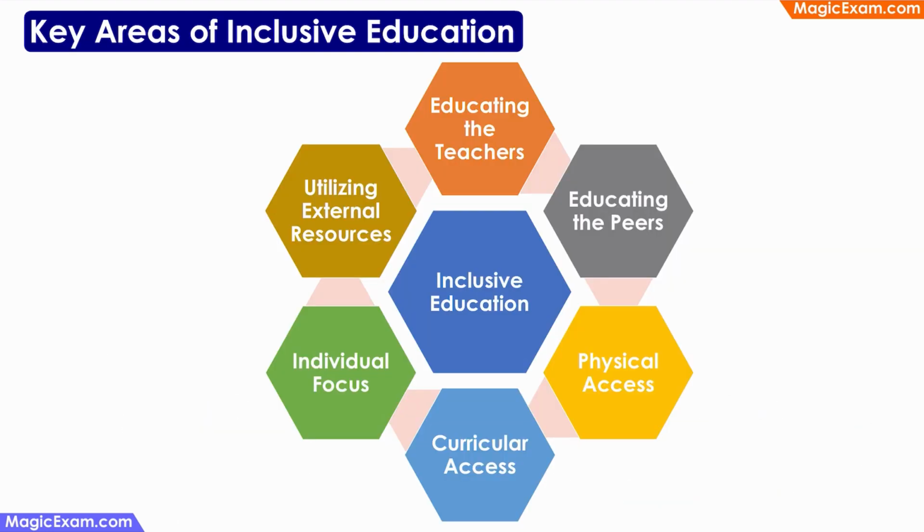Now, inclusive education is not like a light switch that we can turn on and off whenever we need it. Inclusive education means that we have to address various aspects of the education system, such as we have to educate the teachers, we have to educate the peers, we have to provide physical access to the school and the facilities. The curriculum has to be designed according to the needs of inclusive education. Individual focus has to be given to all the children, and we have to use external resources wherever required. So we will cover all of these in brief in the next few slides.